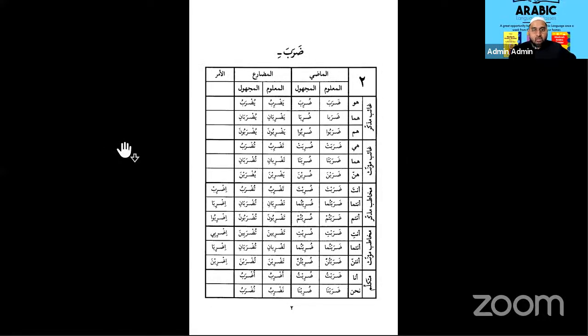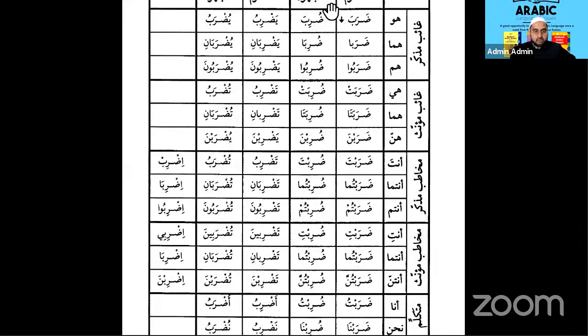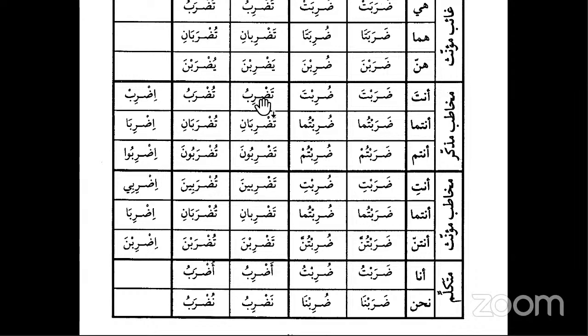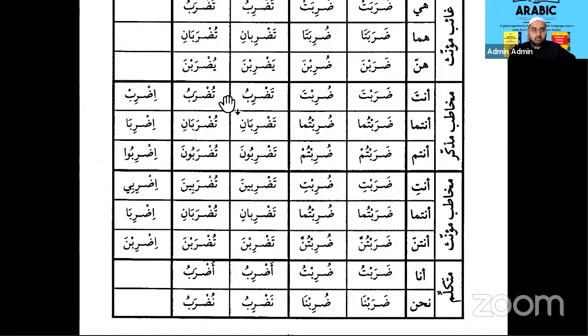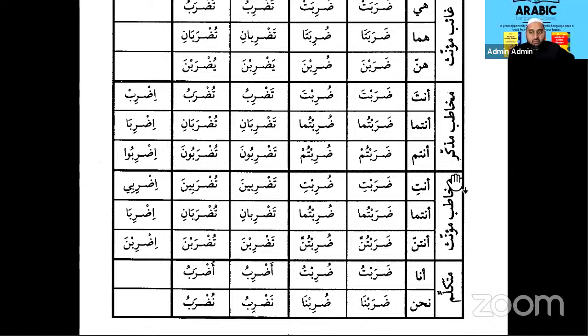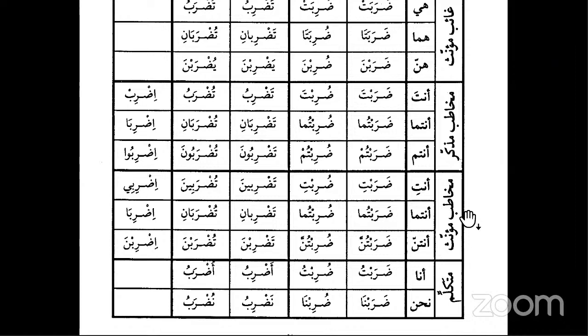Now, the next verb is dharaba yadhribu. What will be the imperative, the amr? From tadhribu, the imperative: when you tell someone to write, like kataba yaktubu, uktub means to write. Dharaba yadhribu, and tadhribu means you are hitting. Now, if you want to tell someone to hit, how would you make that? Idrib. Excellent. And can you conjugate the remaining, please? Idrib, idriba, idribu, idribi, idriba, idribna. Excellent.